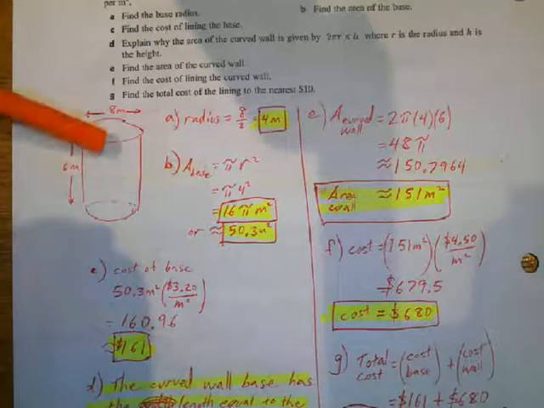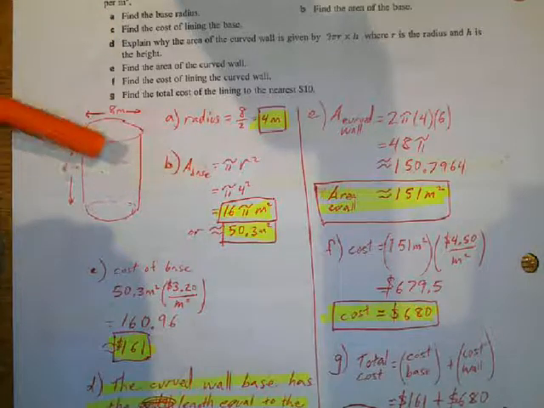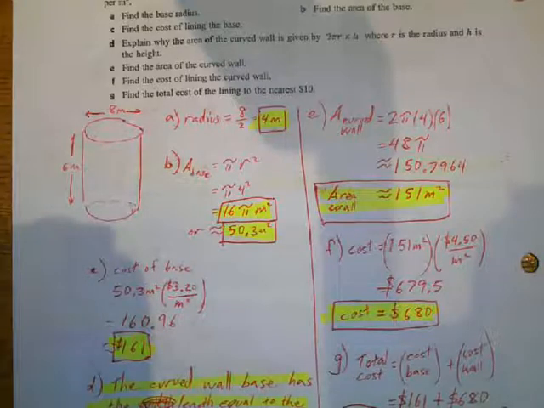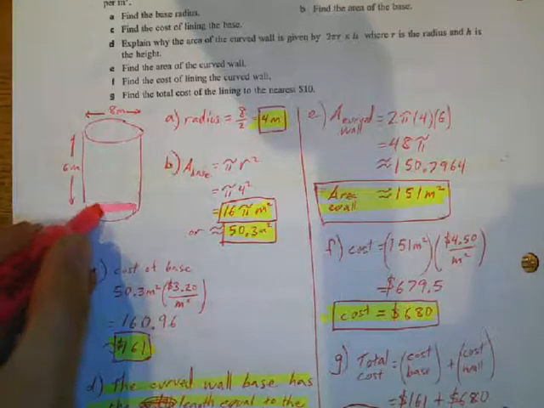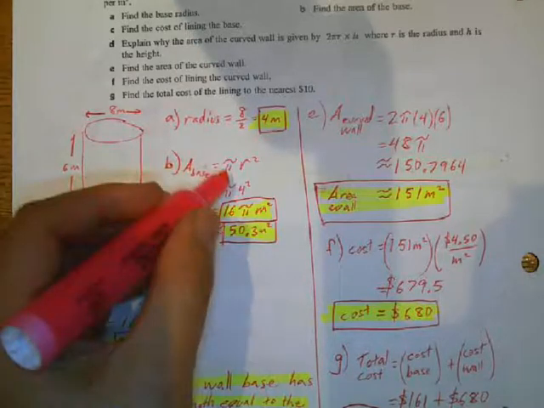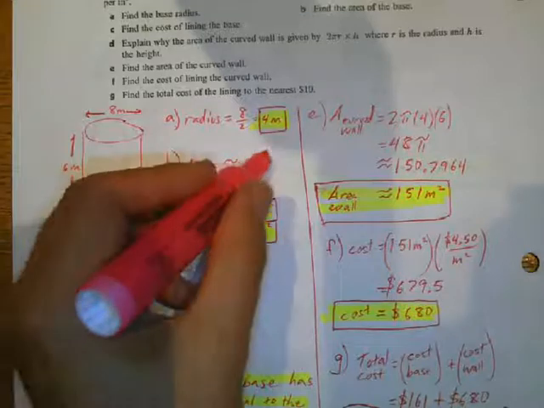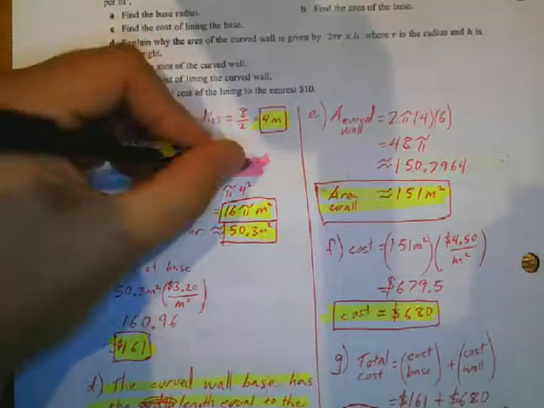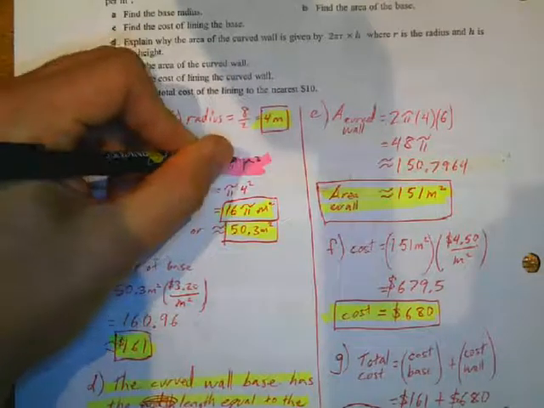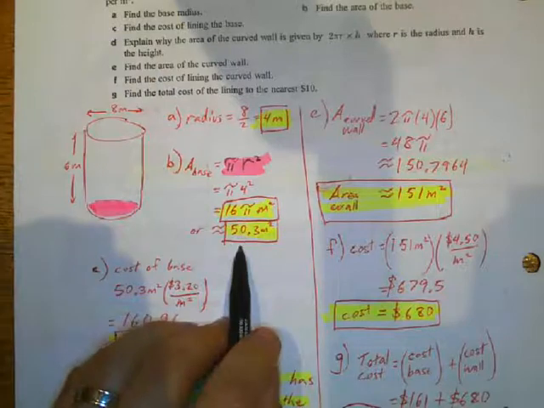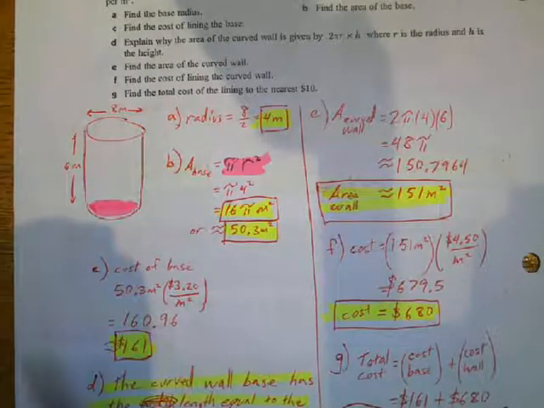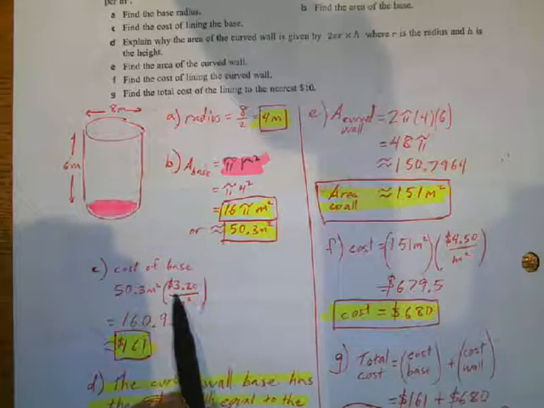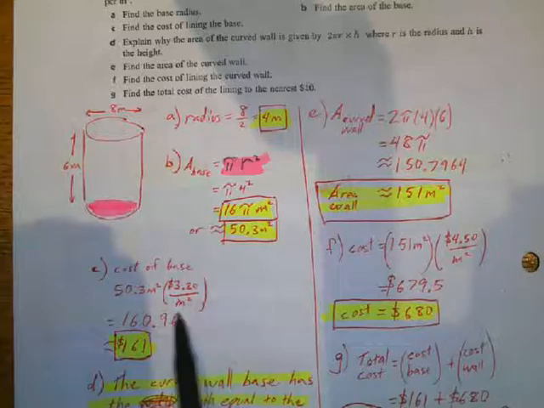Okay, question B. Find the cost of the lining of the base. So the base is the circle on the bottom. The circle on the bottom is pi r squared. So pi times 4 squared gives me 16 pi, or 50.3 meters squared. Okay, the cost of the base. I take that area and multiply it by 3.2, which is going to give me $161.